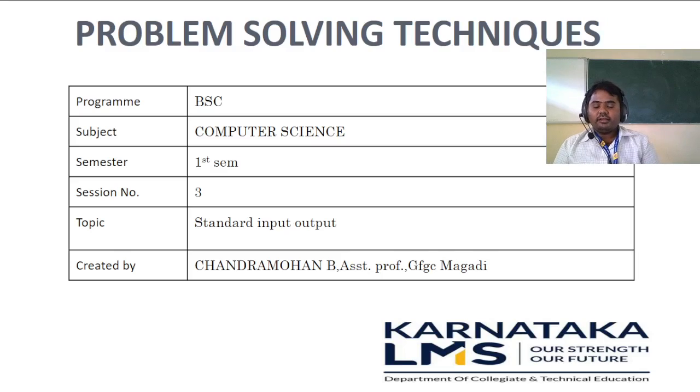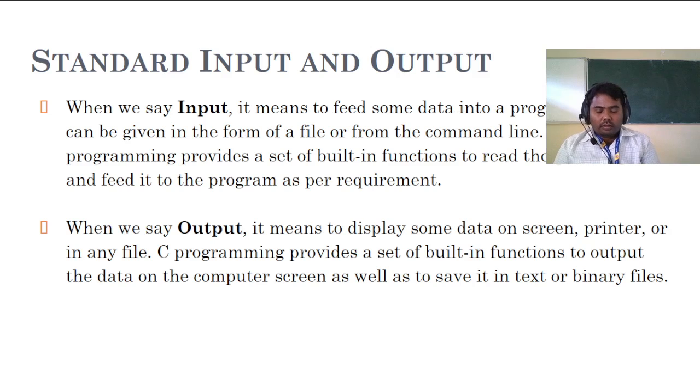Hello all. In today's class, we are going to discuss standard input and output with respect to C programming. Input means it's a process of passing the value from user to a program. I can pass the value from the keyboard to a program, that is called input. This input can be passed as a file, or the value can be passed from the command line also. So input means it's a process of giving the value from user to program.